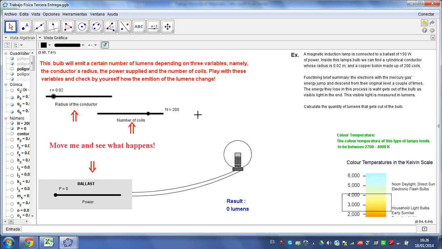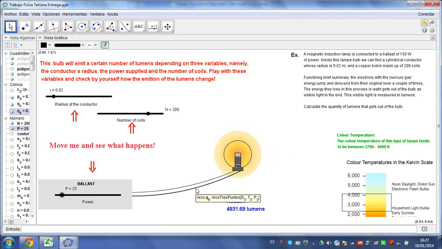So first and foremost, I would like to point out that there's a reason for which this lamp's light color is yellowish orange once we switch it on. And it has to do with the color temperature. I've done some research and found out that the color temperature of this type of lamps tends to be between 2700 to 4000. If we look in the Kelvin scale over here, we'll realize that this means that the light should be of this color, which it is.